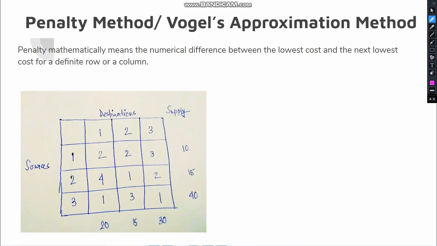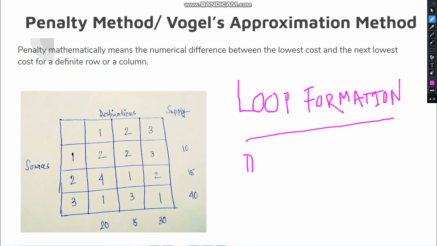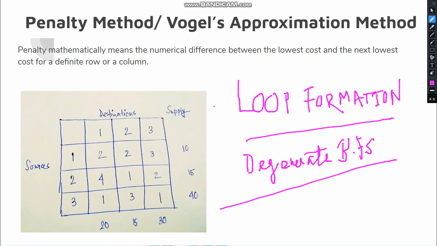Wait for the next lecture. I hope it will be interesting as it was. In the next lecture we'll be discussing loop formation. What do we mean by loop, and what is the problem of loop formation? Then we'll move on to degenerate basic feasible solution. So these are the objectives of the next class.